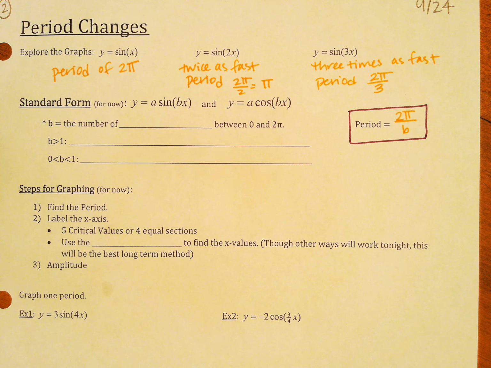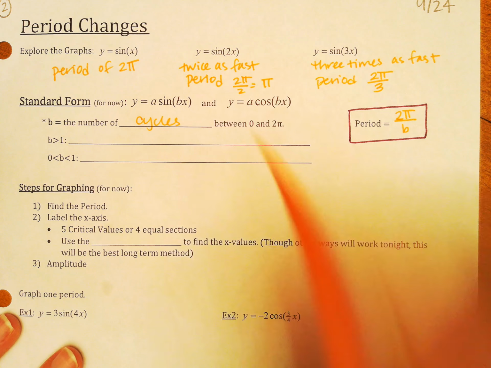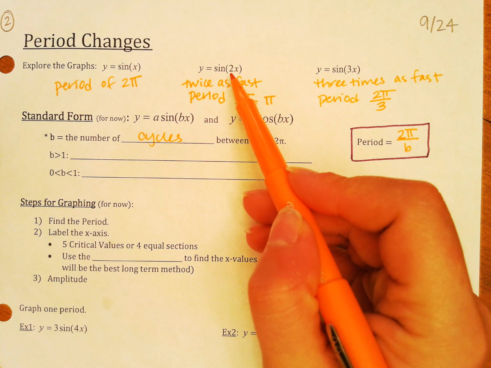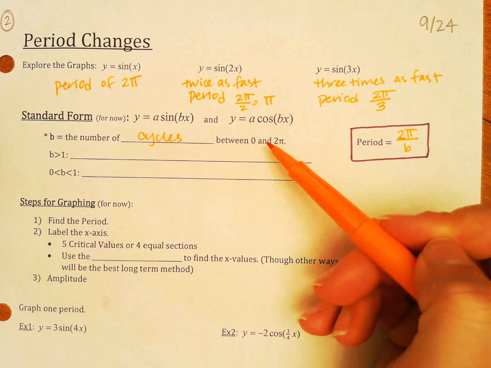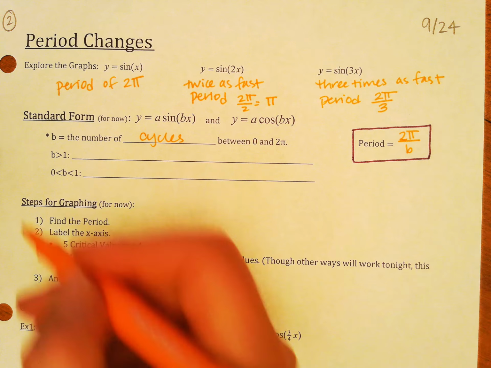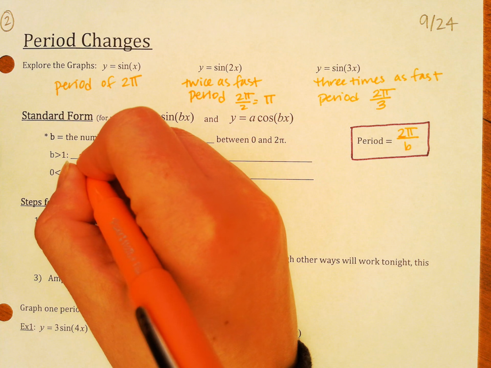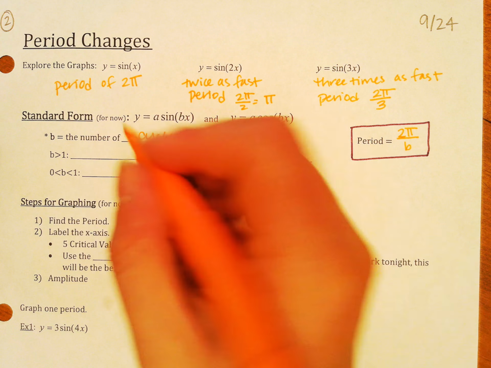So b is the number of cycles that it completes between 0 and 2 pi. We saw that if the number here is 2, then it completes 2 of them within our normal cycle of 0 to 2 pi. And if we had 3, it completed 3 of those cycles. If that b value is bigger than 1, then our graph goes faster. Our period is shorter.